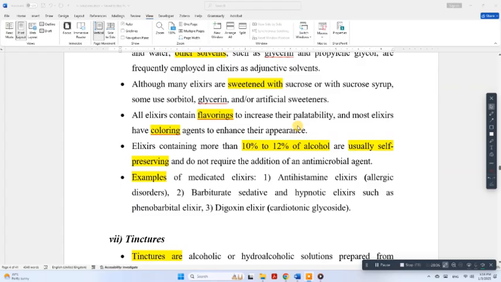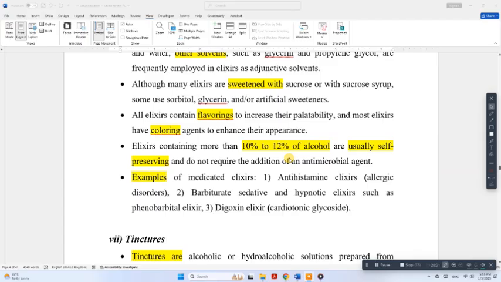The higher the alcohol content, the better the elixir can preserve itself without the need for additional preservatives. However, if the alcohol content is low, you may need to add preservatives to prevent microbial growth. The preparation of elixirs involves dissolving the water-soluble components in water and the alcohol-soluble components in alcohol. Then, the two solutions are mixed together.